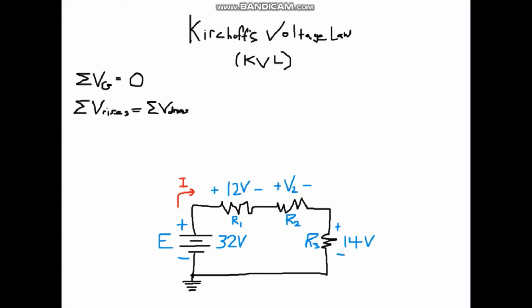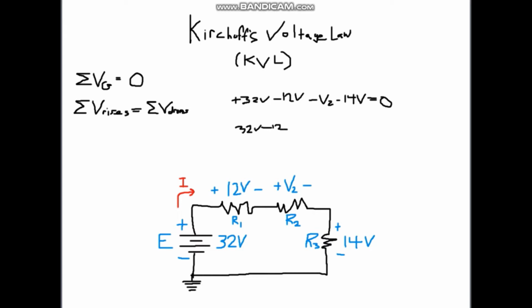So let's go ahead and do that. If we start at ground, we're going to go up 32 volts. And then positive to minus, we're going from high to low, so we're going down in voltage, so minus 12 volts. Minus V2, we don't know V2 yet. Minus 14 volts. Equals 0.